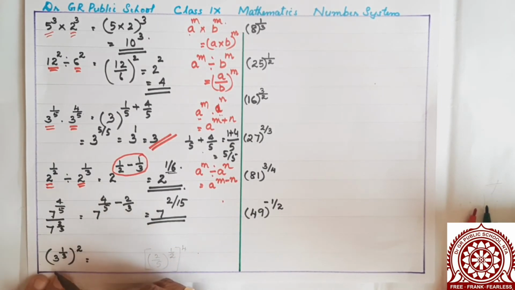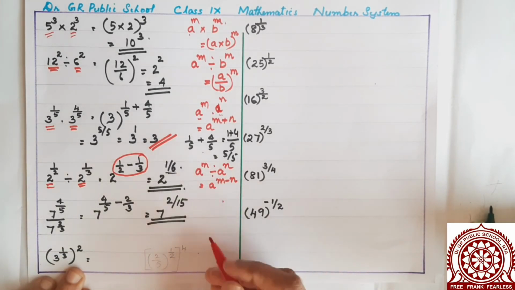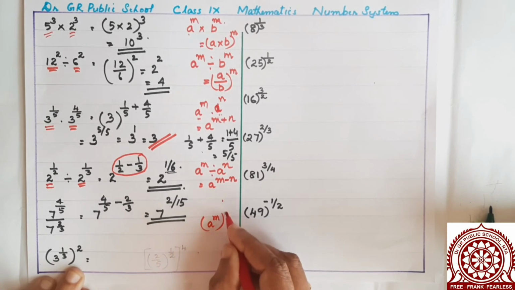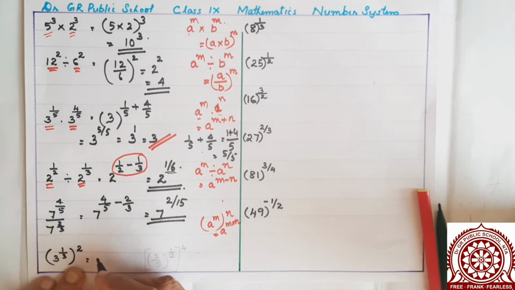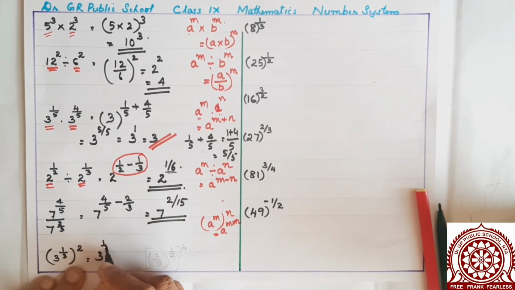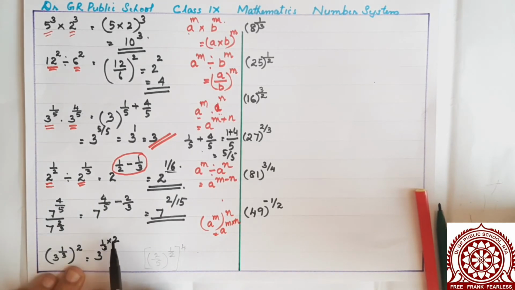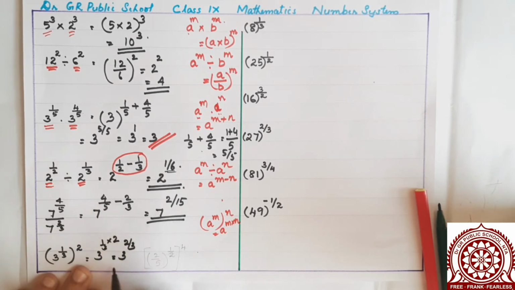Next question. 3 raised to 1 by 3, the whole raised to 2. What is a raised to m, the whole raised to n? A raised to m, the whole raised to n, is a raised to m into n. So what can we write? 3 raised to 1 by 3 multiplied by 2. What is 1 by 3 multiplied by 2? It is 1 into 2, 2. So 3 raised to 2 by 3.